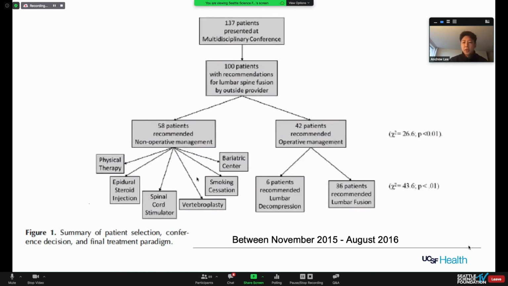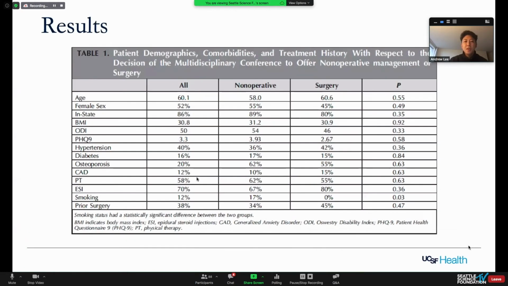As shown in this flow chart, between November 2015 and August 2016, 137 patients were presented at the conference, where 100 patients with recommendations for lumbar spinal fusion by an outside provider were evaluated. Of those, from this conference, 58 patients were recommended non-operative management, whether it was physical therapy, ESIs, vertebroplasties, or just bariatric surgery. 42 of those patients were recommended operative management. The average age was 60, roughly 52% were female, 80% were in the state of Washington, 58% had physical therapy, and 70% did undergo epidural steroid injections.